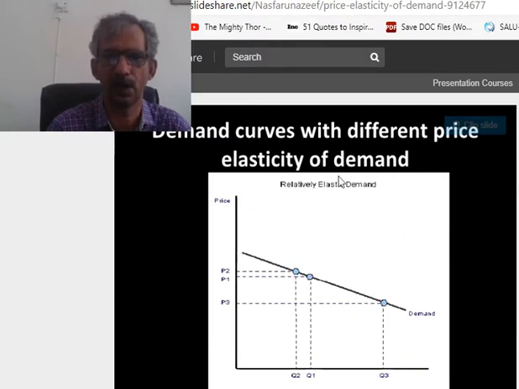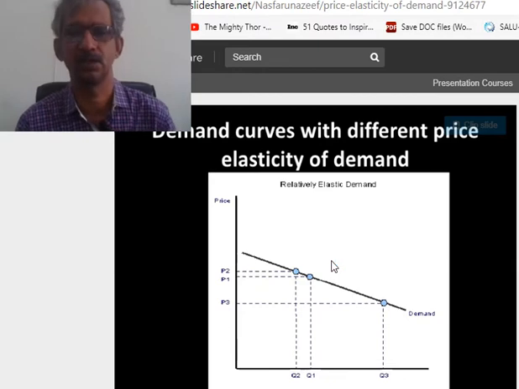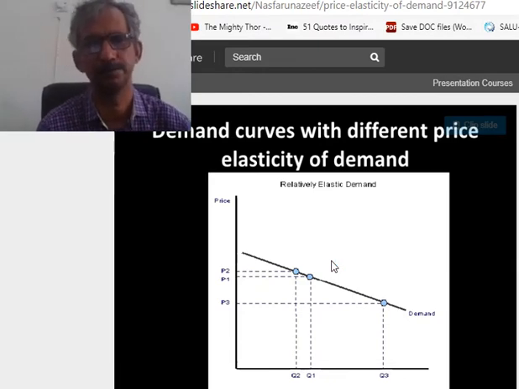And in this graph you can see elastic demand, relatively elastic. The distance covered, or the slope, shows that the change in price is less than the change in quantity demanded. The quantity demanded is changing more compared to the price. We say that there is an elastic demand.